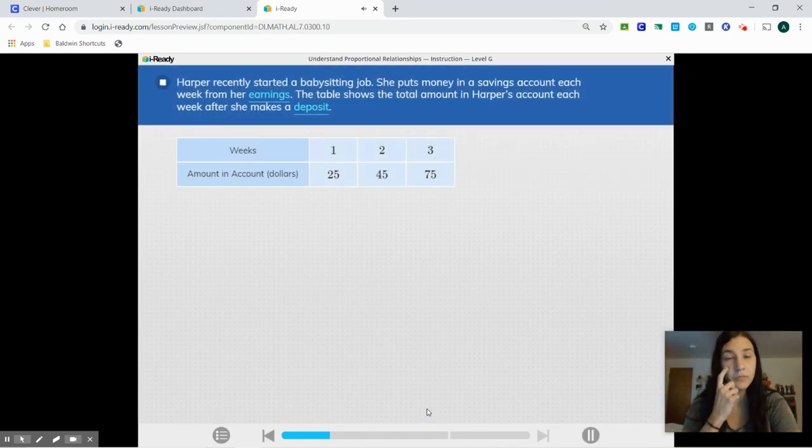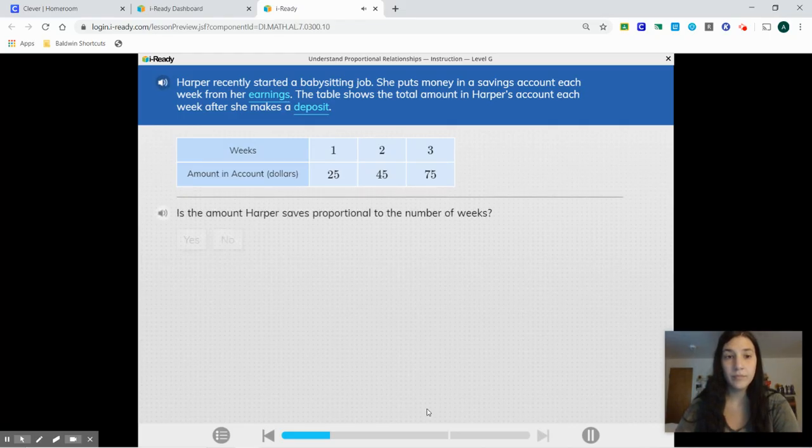Harper recently started a babysitting job. She puts money in a savings account each week from her earnings. The table shows the total amount in Harper's account each week after she makes a deposit. Is the amount Harper saves proportional to the number of weeks? Well, let's check it out.